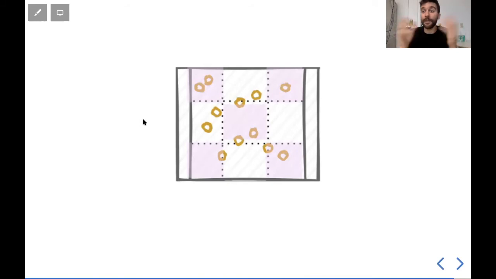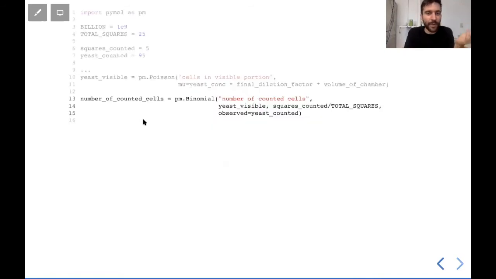And again, we could get unlucky and all the yeast cells land on the non-counting region, or vice versa, we could get really lucky, or I guess it's also unlucky, and all the yeast cells land in the counting region. So to model that, we just use a binomial, where n, the total number of possibilities or coin flips, is equal to yeast visible, the number we just calculated, and the probability of being seen is the squares counted divided by total squares.